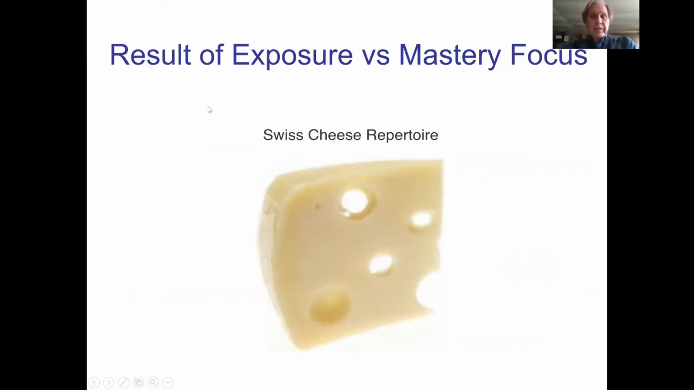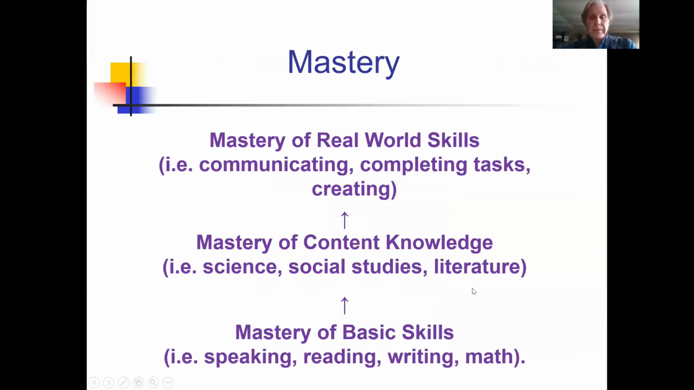So what happens when you have a system that kind of focuses on exposure versus mastery is we get what I call a Swiss cheese repertoire. So we get students with holes in their skills. If you talk to any upper elementary, middle, or high school teacher, they'll tell you that they have kids that are coming through that don't have mastery of foundation and basic skills when they're trying to work at higher levels. So that's a major problem that we face in education in our country and around the world.